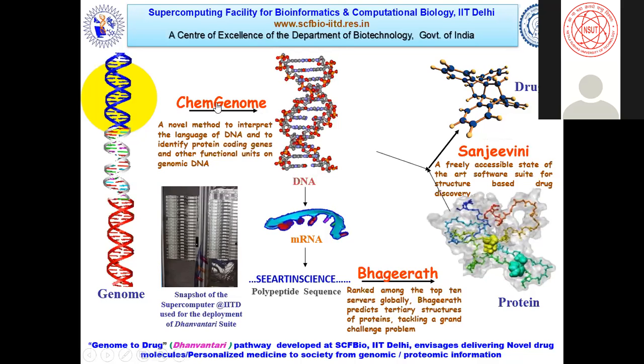And so this is our software called ChemGenome. It's a novel method which focuses on the language of DNA, or RNA, to identify protein coding genes and other functional units on the genomic DNA. So once this is done, at the end of ChemGenome, what do you have? You have a bunch of genes on this genome. And now for these genes, it is easy to write down the RNA part of it, because all you need is A to A, G to G, C to C, T to U. Instead of thymine, you have uracil, right?